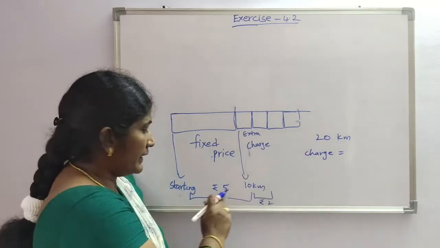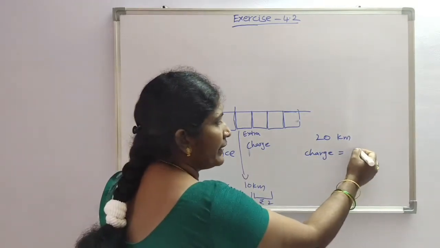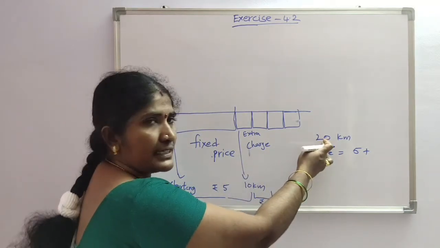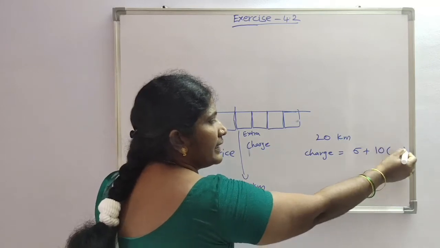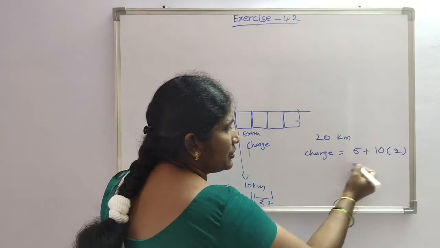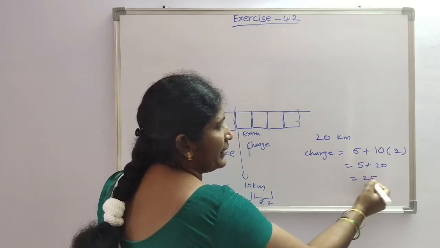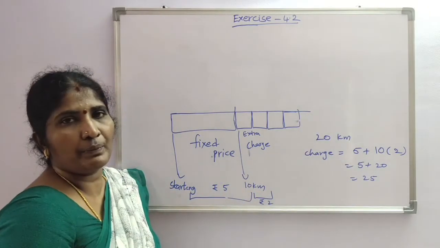The charge you have to pay is, for the first 10 kilometers, the fixed rate of 5, plus after the 10 kilometers, how much extra distance did you cover? 10 more kilometers. 10 into, for each extra kilometer, 2 rupees. 10 into 2 is 20. So 5 plus 20 is 25 rupees. You have to pay 25 rupees for 20 kilometers.